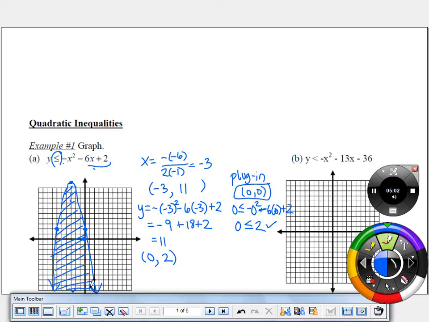If the point had been false, I would know to shade the other area outside of that boundary. Okay? So here is a representation of y is less than or equal to negative x squared minus 6x plus 2. We're not going to do part B, but if you take a look at part B, notice one main difference is that the boundary would be dashed and not solid because the inequality does not have an equal to included in the sign. Okay?